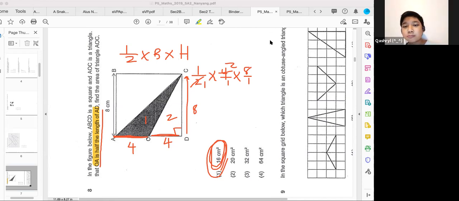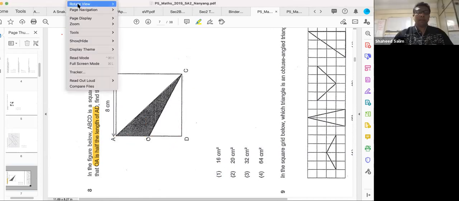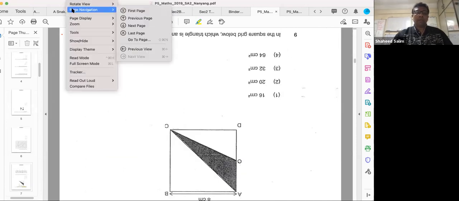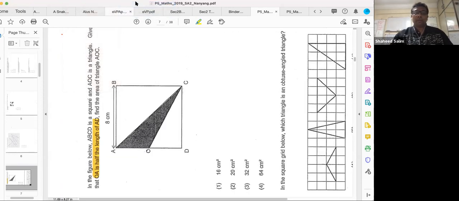Okay, here we go. Let me just rotate it back. Aduh, I rotated wrongly. Sorry, yeah. I have to go for the course on rotation.